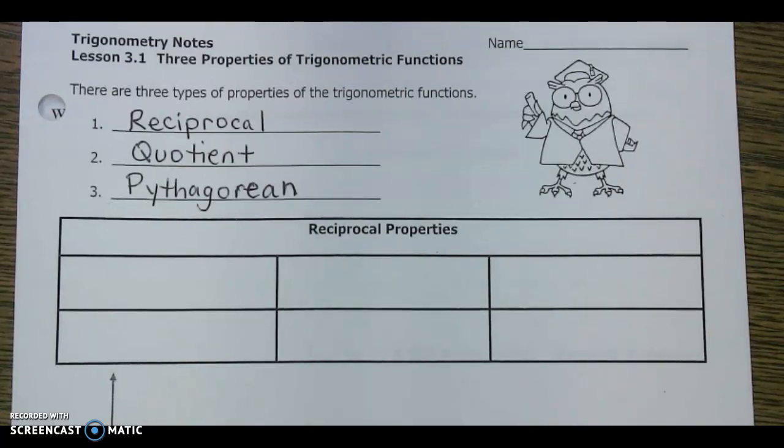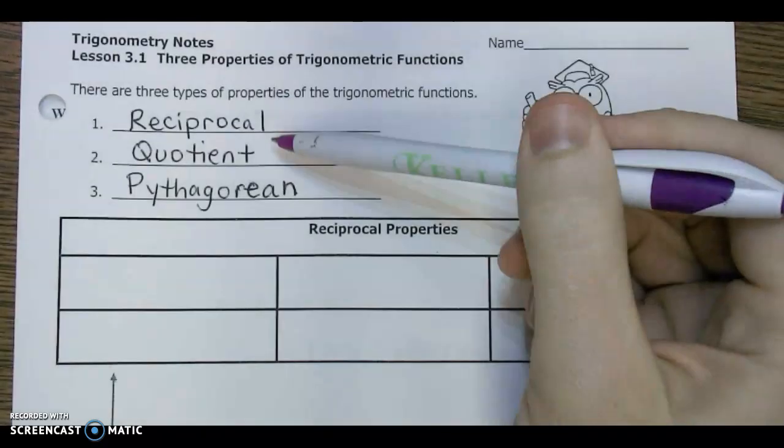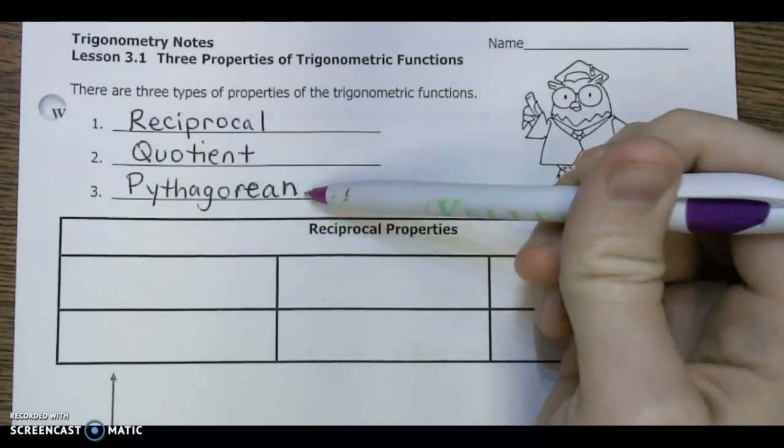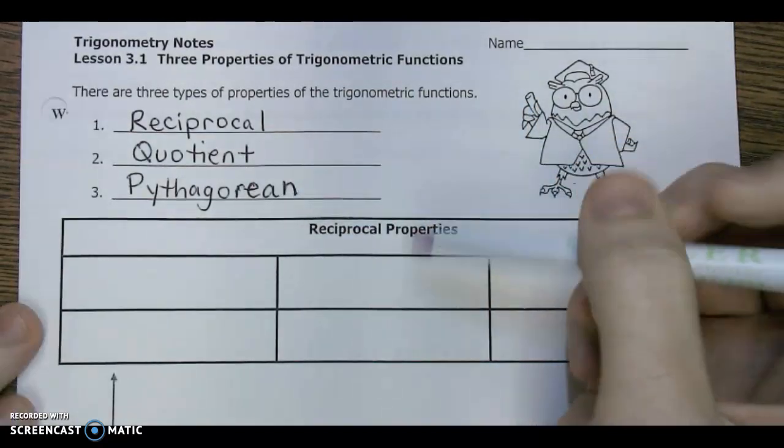In lesson 3.1, we're going to be starting trigonometric properties. The first three properties we're going to discuss are reciprocal properties, quotient properties, and Pythagorean properties. Let's start with reciprocals. We know these already.